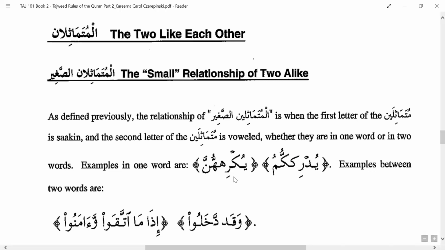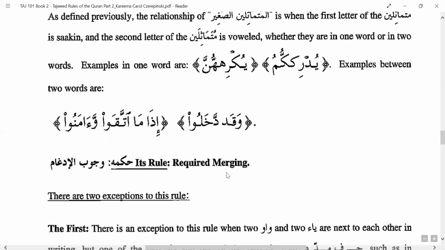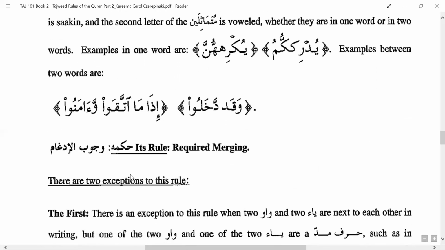Now here, yukrihun. There are more examples given. Now here the rule is what? Wujub al idgham, required merging. You have to combine it. That is the required rule. You cannot do anything else.